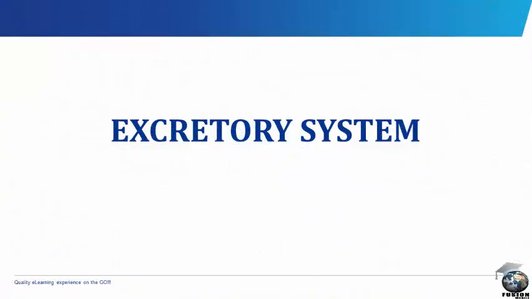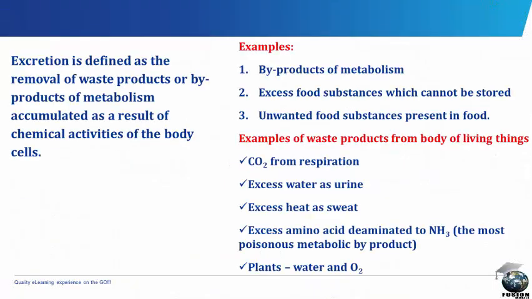Excretory system. Excretion is defined as the removal of waste products or byproducts of metabolism accumulated as a result of chemical activities of the body cells. Examples of things excreted are byproducts of metabolism, excess food substances which cannot be stored, and unwanted food substances present in food.